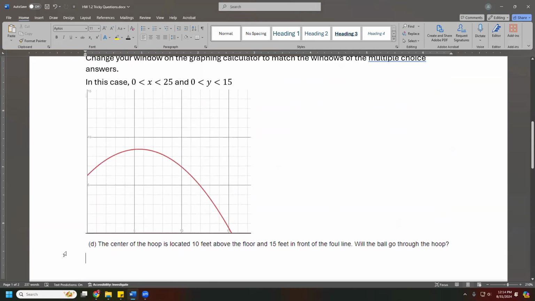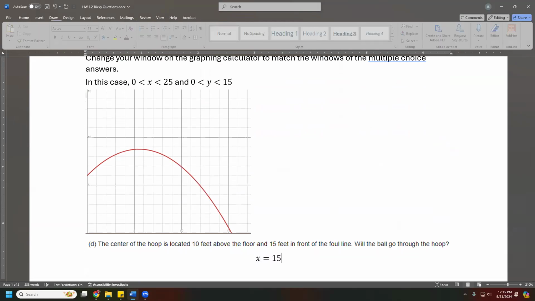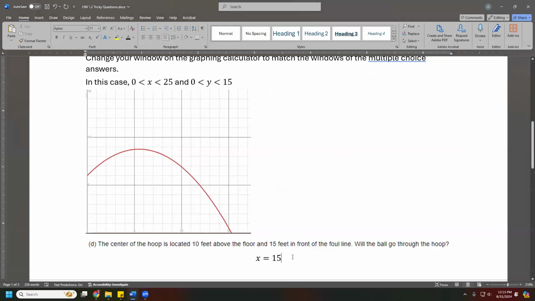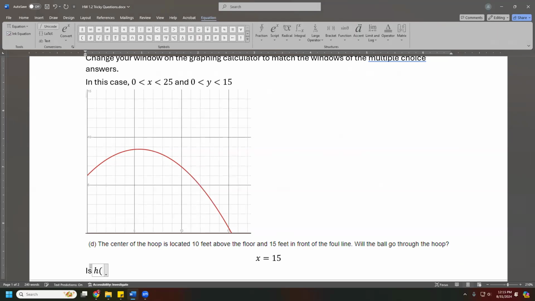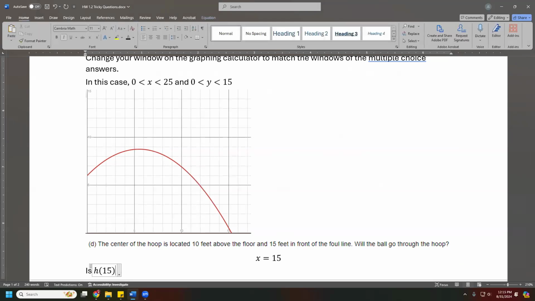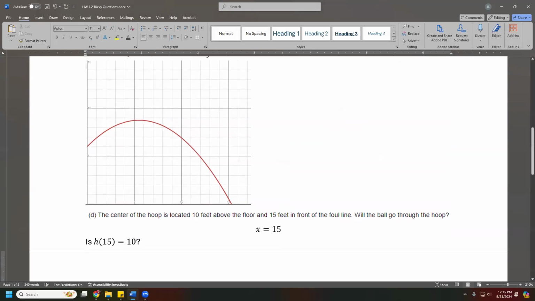For part D, it says the center of the hoop is located 10 feet above the floor and 15 feet in front of the foul line. Will the ball go through the hoop? This is a fancy way of asking, is the point 10, 15, or sorry, 15, 10 on the graph? So I'm going to say x is equal to 15 because it says 15 feet in front of the foul line. The question is really saying, is h of 15, when I plug 15 in, do I get 10?